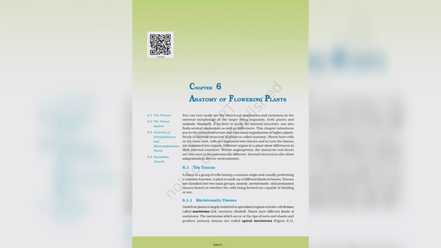6.2.1 Epidermal tissue system. The epidermal tissue system forms the outermost covering of the whole plant body and comprises epidermal cells, stomata, and epidermal appendages, the trichomes and hairs.